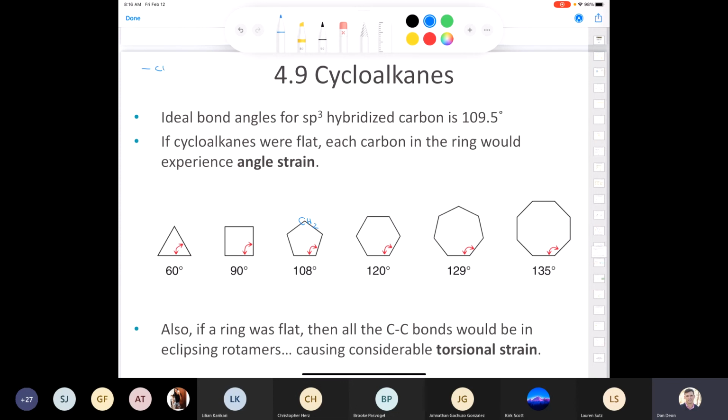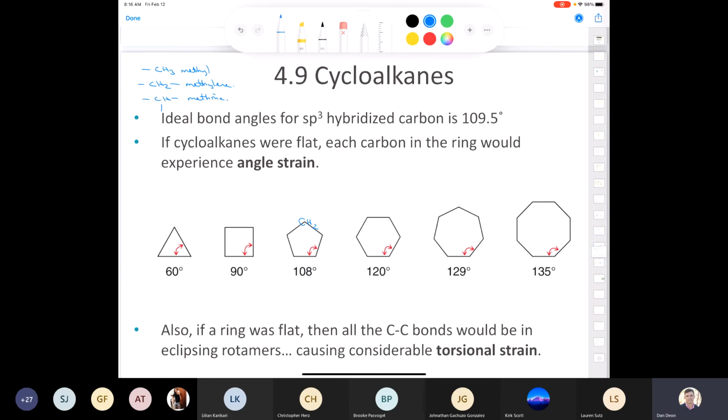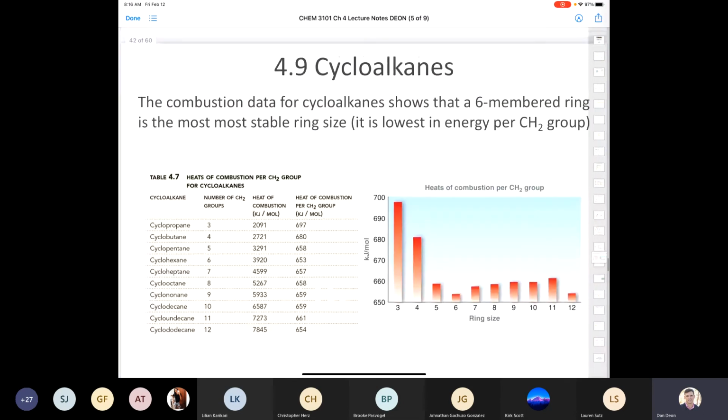We've learned that a CH3 is a methyl, a CH2 is called a methylene, and a CH is called a methyne. So I'm going to try to stop saying CH2s and CHs. They're called methylenes and methynes. Well, let's take a look at what the heat of combustion per methylene group looks like.